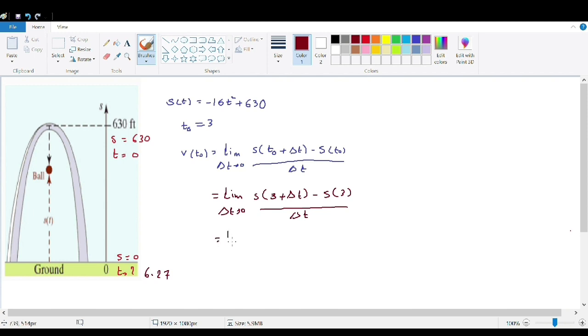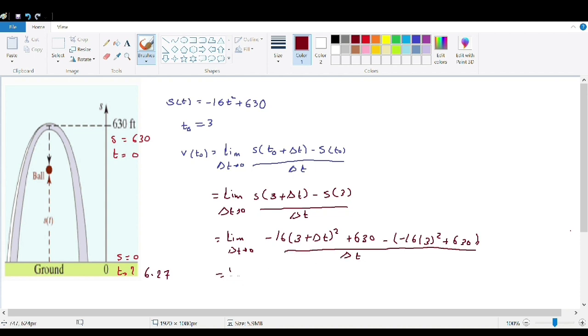So now we will go to our function. First we will replace any t by 3 plus delta t, so it will be minus 16 multiplied by (3 plus delta t) all squared plus 630, minus s(3). We will go to the function and replace any t by 3, so this will give us minus 16 multiplied by 3 squared plus 630. So all of this will be divided by delta t.